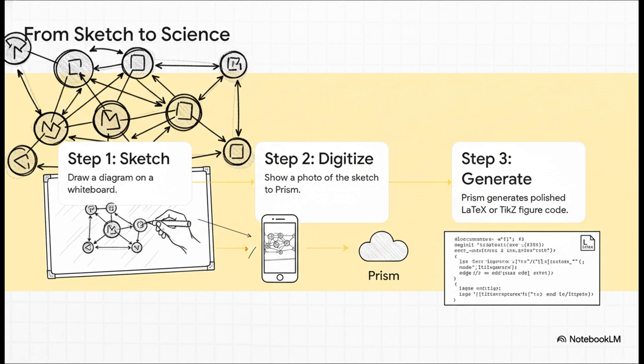Then, you just snap a photo of it with your phone, show it to Prism, and boom, it generates the polished, publication-ready code for that figure. We're talking perfect LaTeX or TikZ code. This is the kind of stuff that used to take hours of soul-crushing, tedious coding.